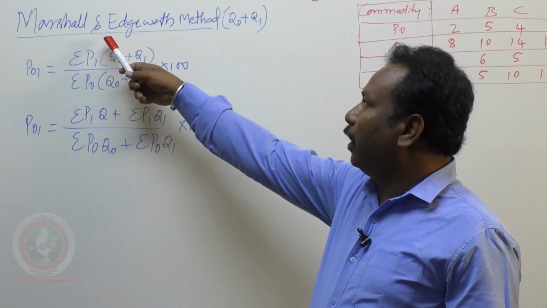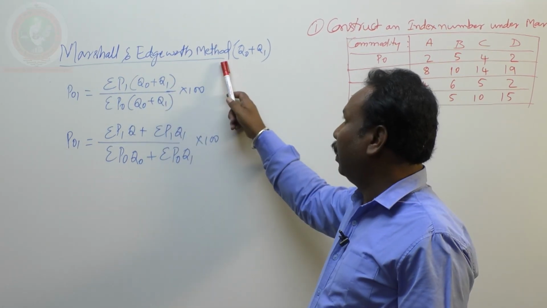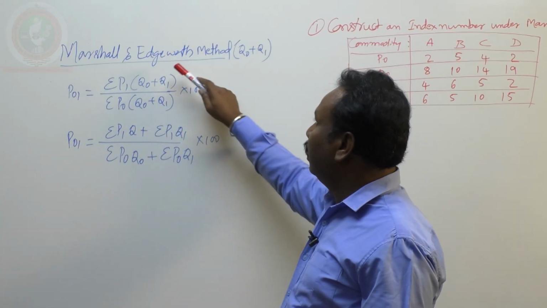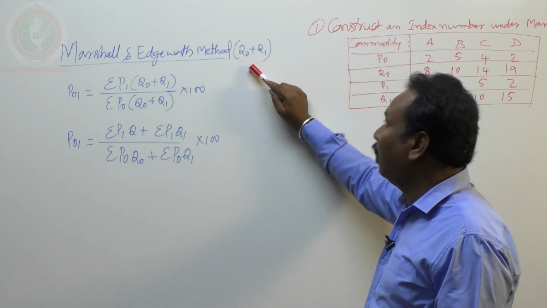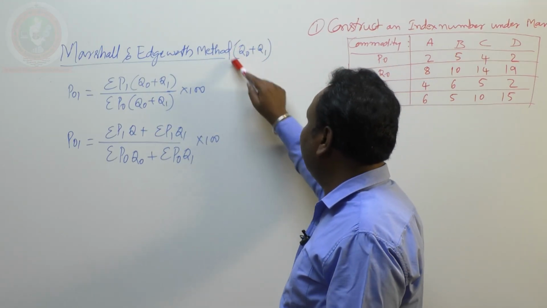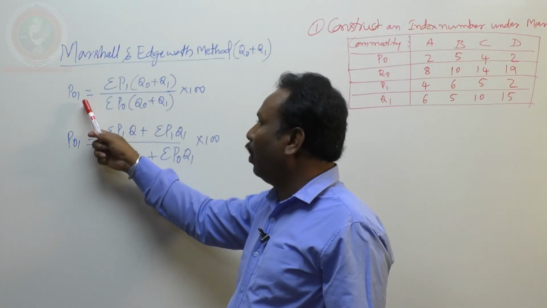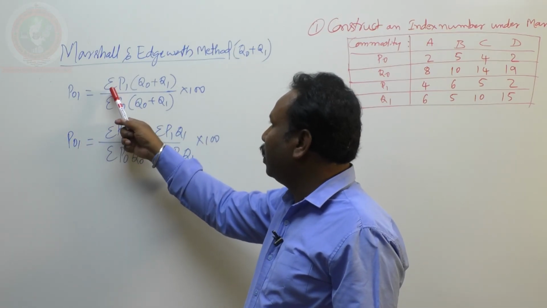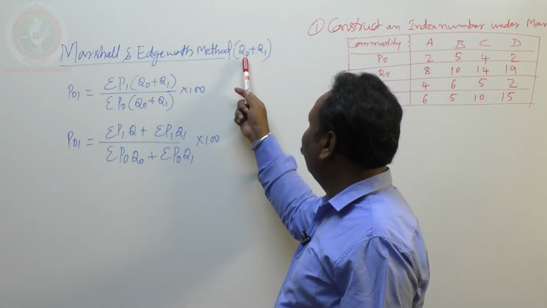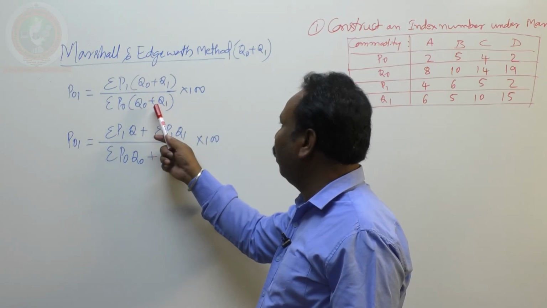So the next method of index number is called the Marshall and Edwards method. Under this method the index value is calculated giving importance to both the base year quantity and the current year quantity, that is Q0 plus Q1. Therefore the formula is developed as P01 equals sigma P1 divided by sigma P0, with the addition of Q0 plus Q1 divided by Q0 plus Q1.